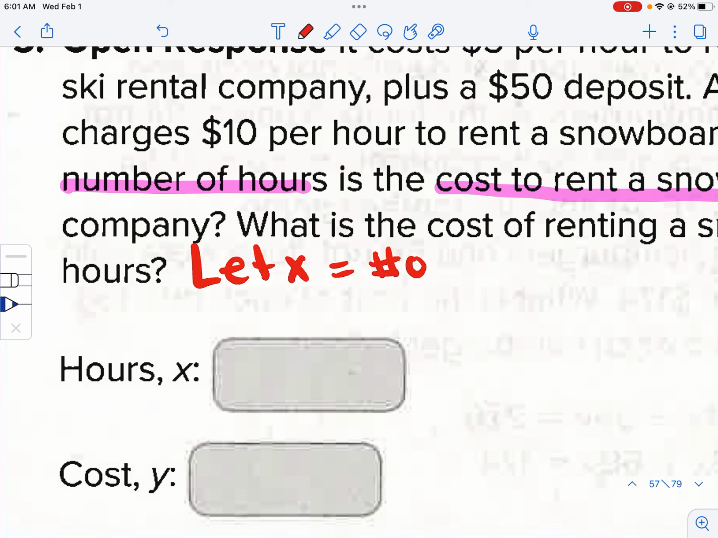Then our second company, okay, it says $10 per hour. So Y equals $10 per hour. And plus $25 deposit. Okay, now it wants us to solve. So again, I personally would do substitution, and I would plug that in right there. And when I plug, I'm going to move it over here a little bit though.